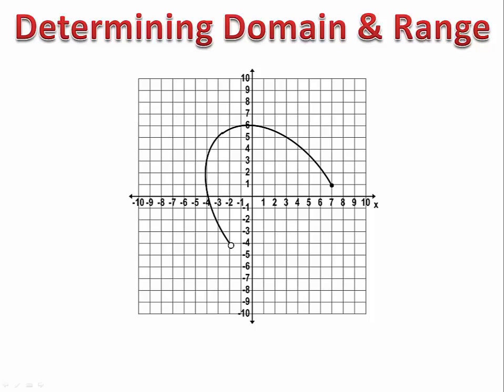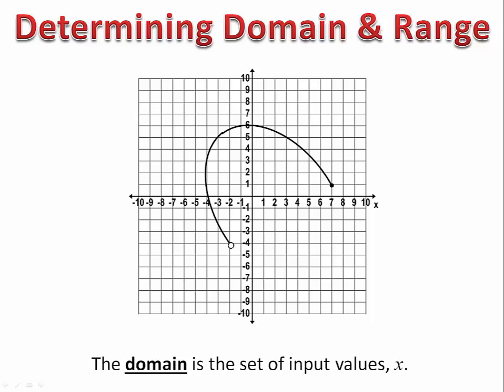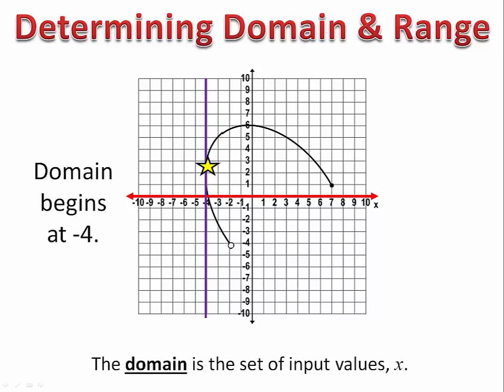Here we have the graph of a relation that shows us the series of inputs and outputs. To find the domain, we look across the x-axis, because remember, the inputs are the x values. We move across the graph until we hit the very first input value. We find that here at -4. That's where the domain begins. It's the smallest value we can input into this relation.